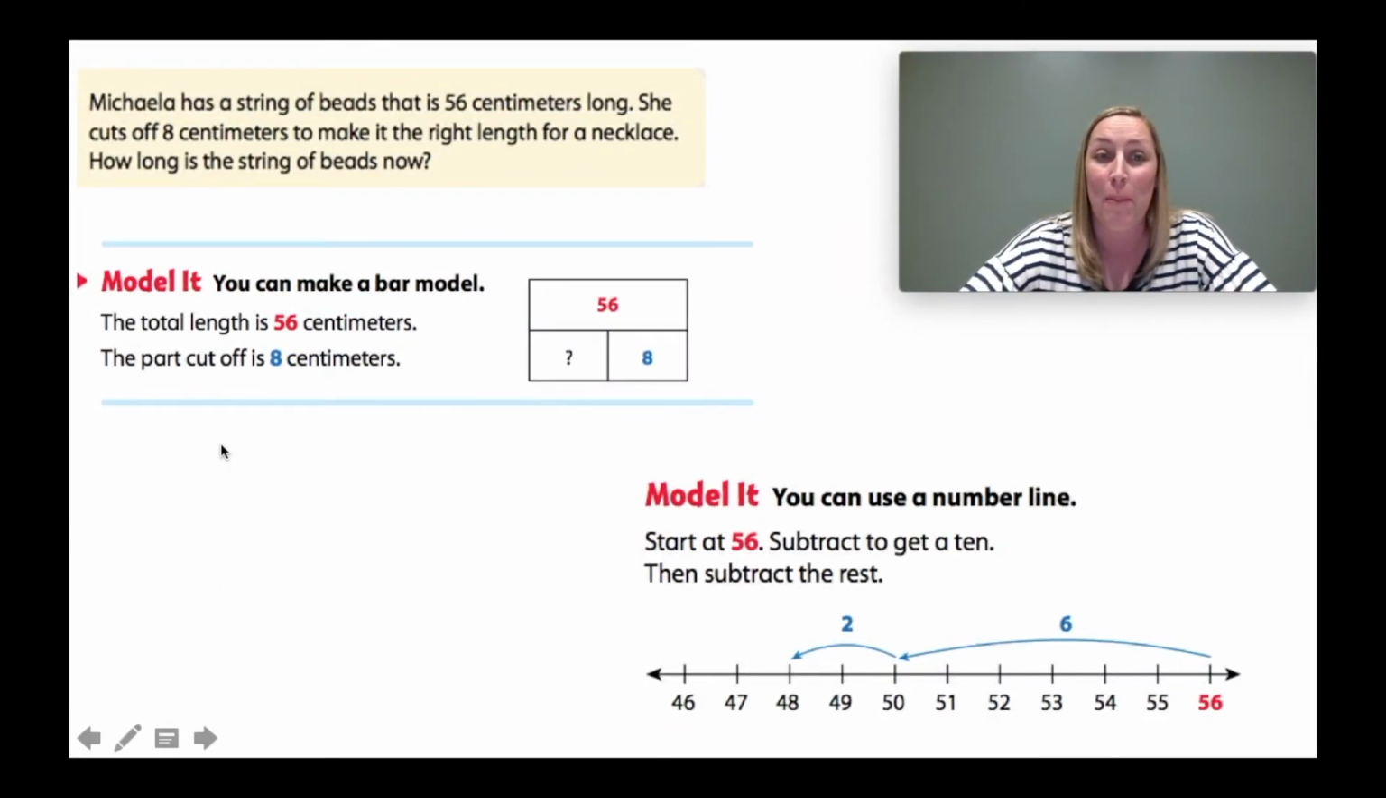So you can make a model, like a bar model. We have 56 is how many we have total. We're going to take away 8, and that's going to leave us what's left. Or if you wanted to use a number line, we started at 56, we jumped back 6 so we could get to that friendly number of 50. So that helps us to get there. And then we had to jump back 2 more because we had to jump back a total of 8, and I know 6 plus 2 gives me 8. So all three of these are ways to show that same problem.